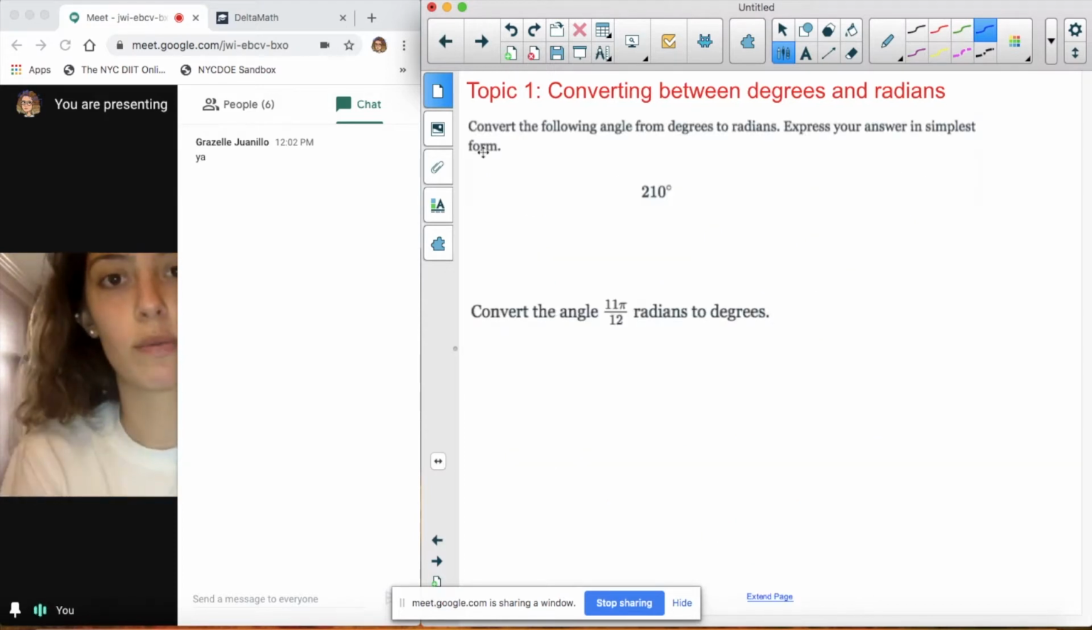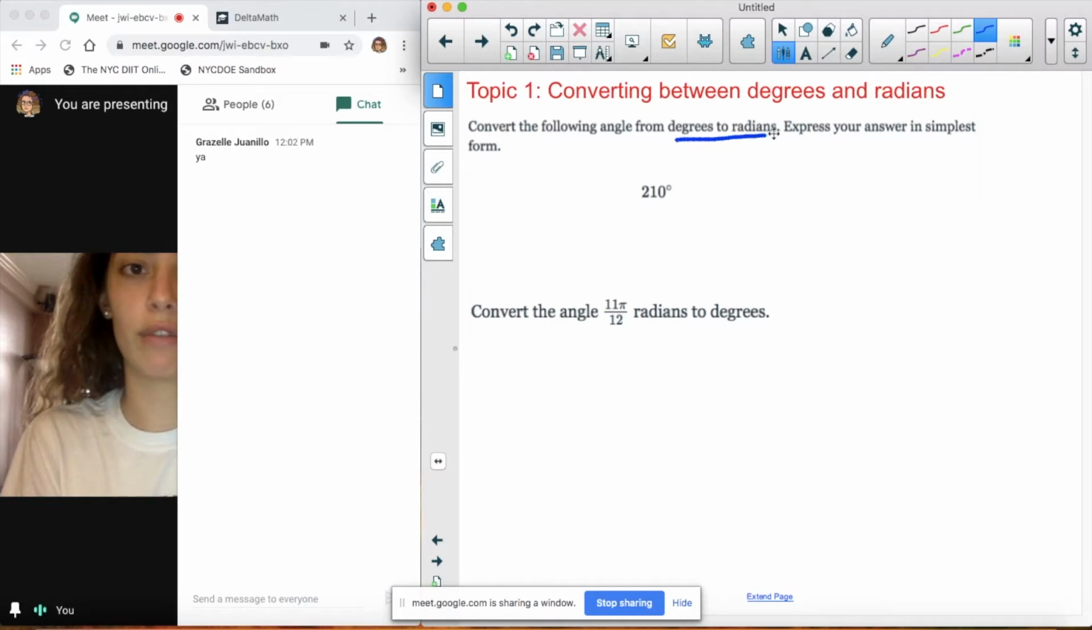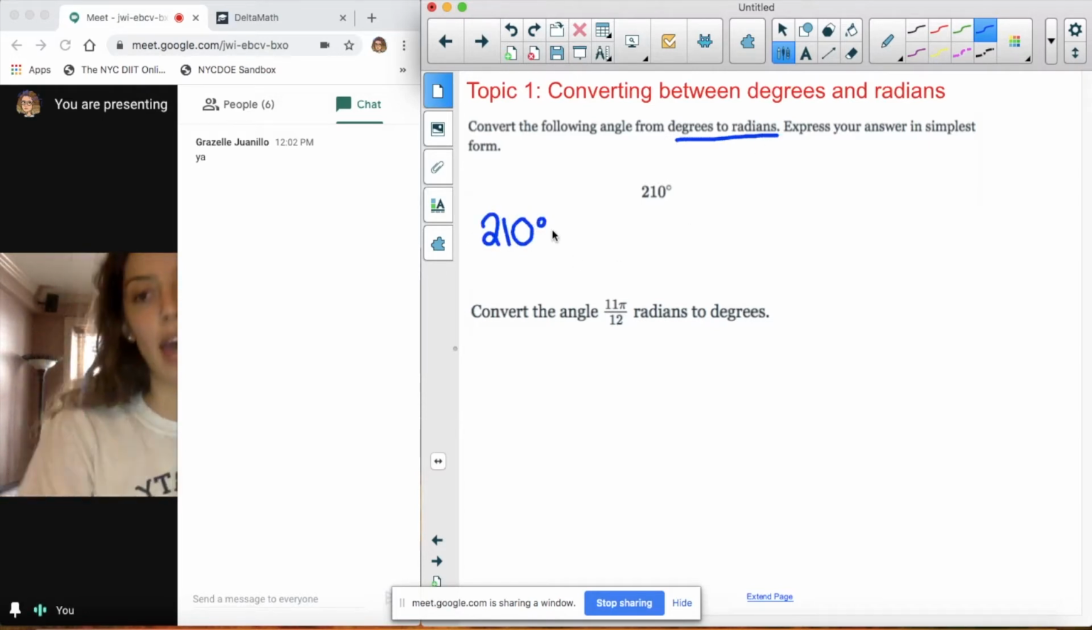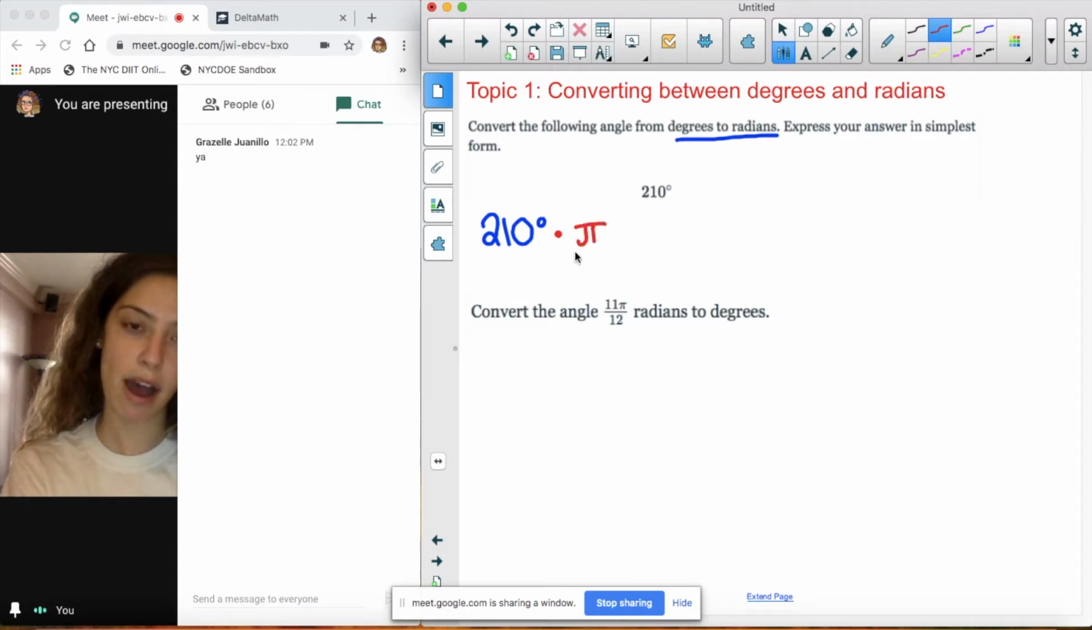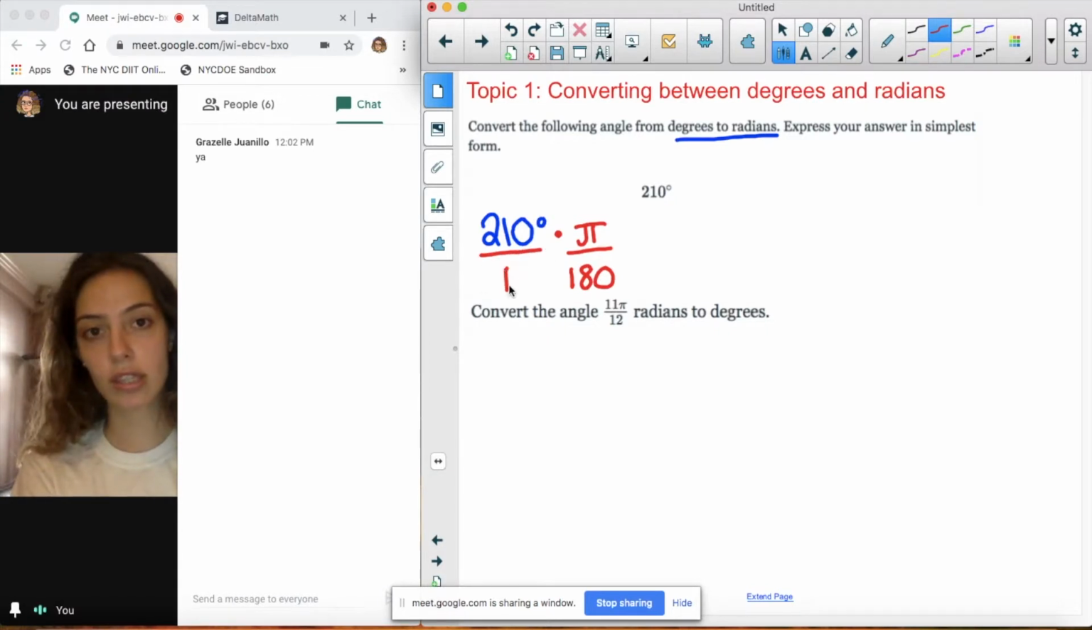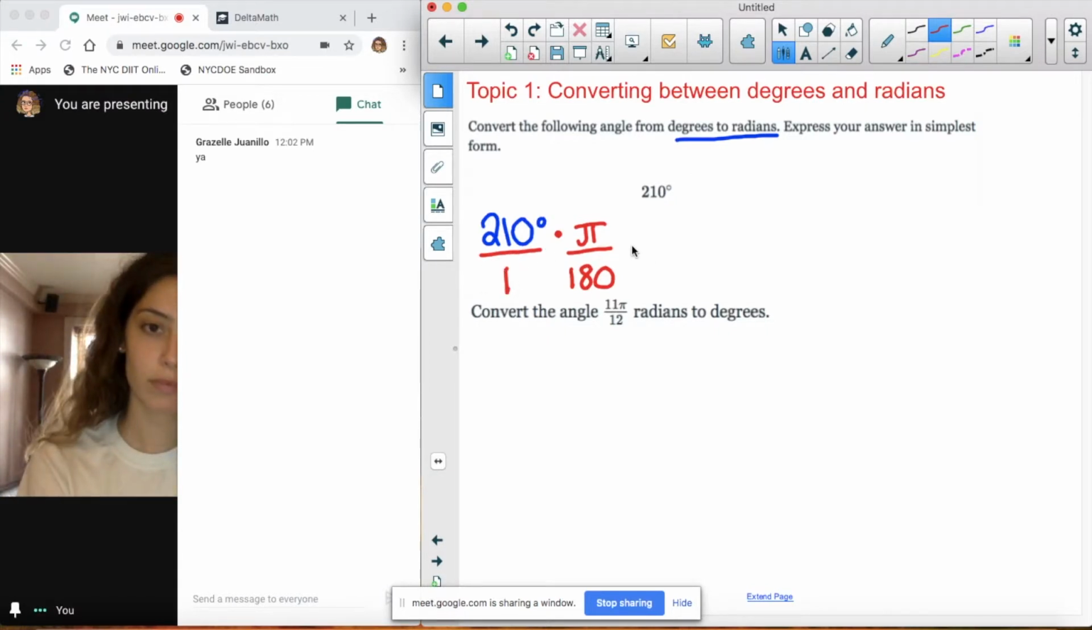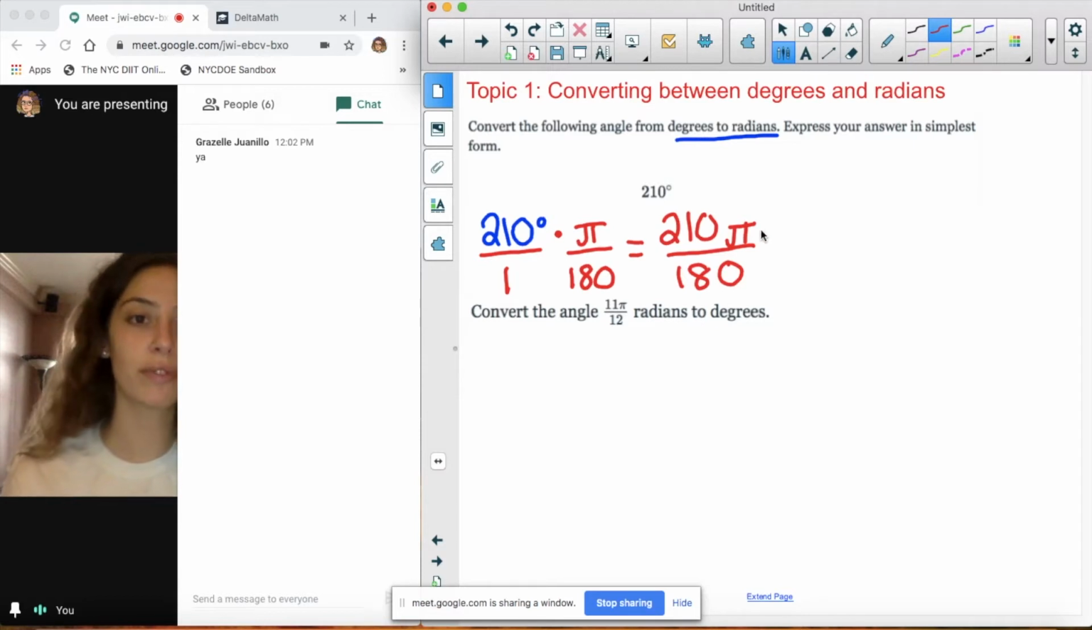So here's the first one. It says convert the following angle from degrees to radians. So we have 210 degrees, and we want to convert that to radians. To do that, we have to multiply this by pi over 180. If you'd like, you can treat this as 210 over 1. So when you multiply that, we get 210 pi over 180. This is not in simplest form yet. You have to simplify that fraction.